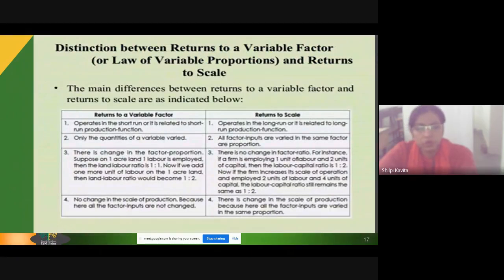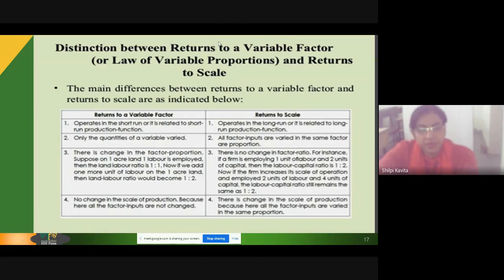So to conclude, there is a distinction between returns to a variable factor and returns to scale. We have already discussed the returns to a variable factor in series 8, and in series 9 we have discussed the returns to scale. We have come to the conclusion that the returns to a variable factor is related to the short run production function, while the returns to scale is the long run production function. Returns to a variable factor is restricted to only one factor of production being varied, that is labor, while in the returns to scale, all the factors of production are being varied.